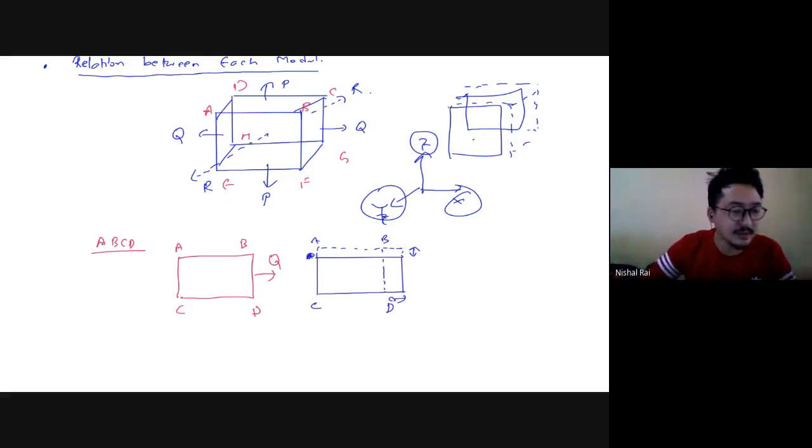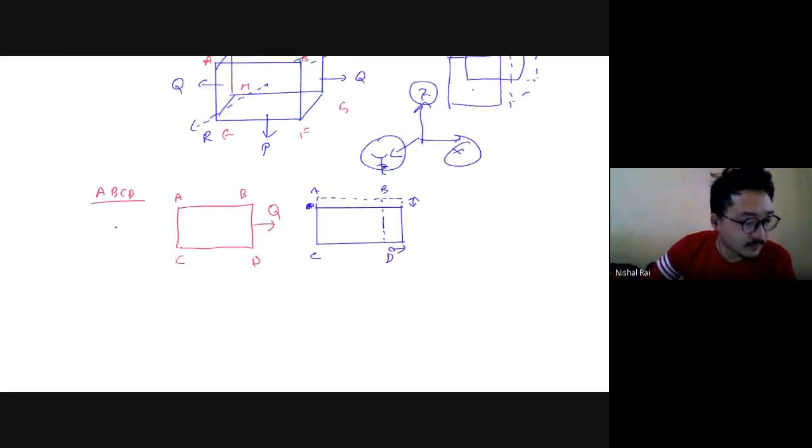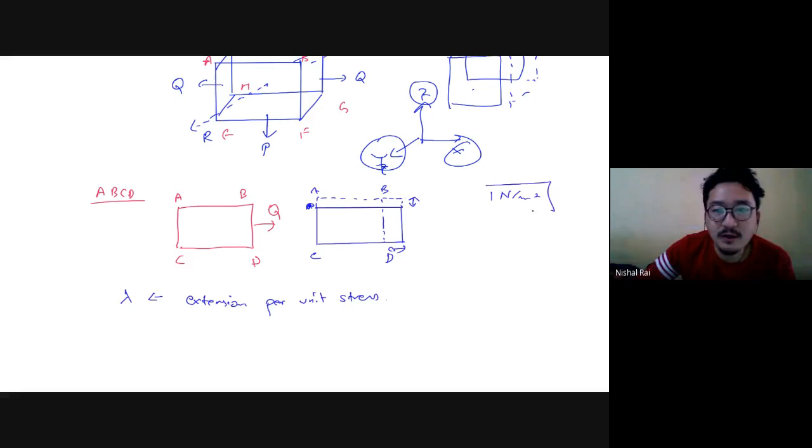So that's why we will be defining two quantities. One is elongation. Now we'll be considering lambda. Let's say lambda is extension per unit stress. Basically what this means is, if you apply a unit stress, or let's say 1 Newton per meter square, along Q, then the extension, the change will be exactly the amount of change. This extension will be how much? It will be lambda. Now simultaneously it's getting contracted over here across A and C.